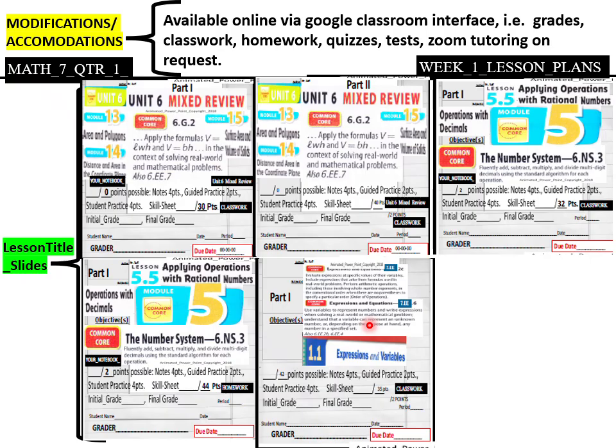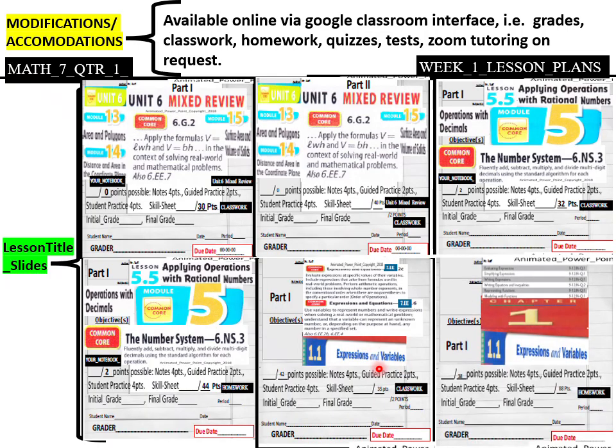And below this, 7.EE.6, which is use variables to represent numbers and write expressions when solving a real-world or mathematical problem. Understand that a variable can represent an unknown number or, depending on the purpose at hand, any number in a specified set. That standard includes 6.EE.2b and 6.EE.4. Again, that's 35 points of classwork and 42 points of note-taking.